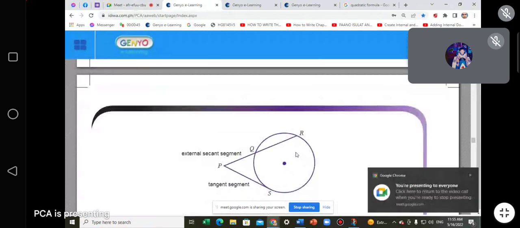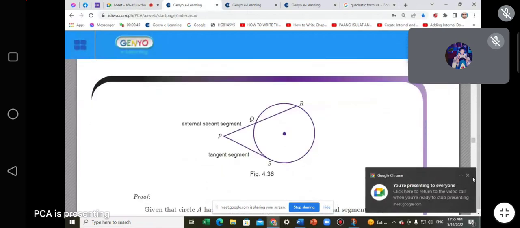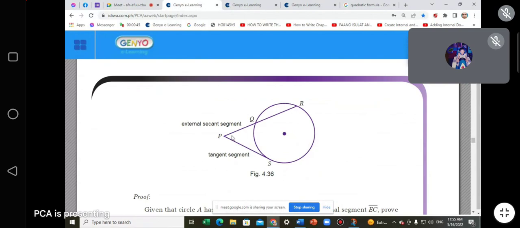So this one, if you see this, the theorem clearly states this one, itong mas maikli. This is shorter. This one is shorter compared to, of course, the secant segment. But make sure that you can distinguish the secant segment. This is the whole, from this point to that point.